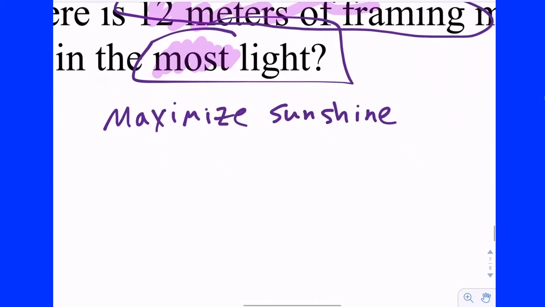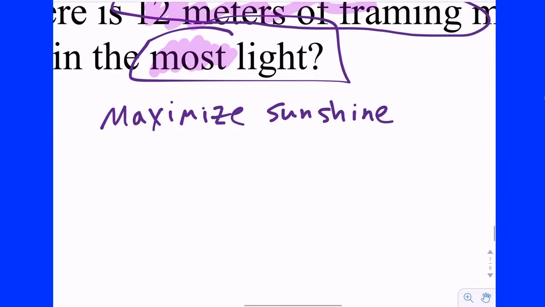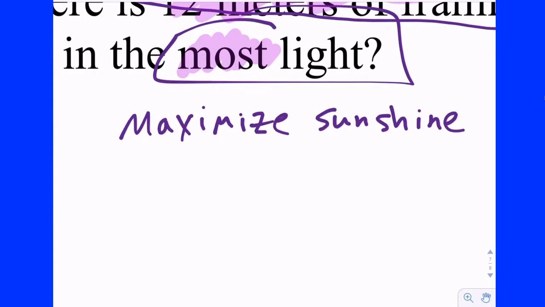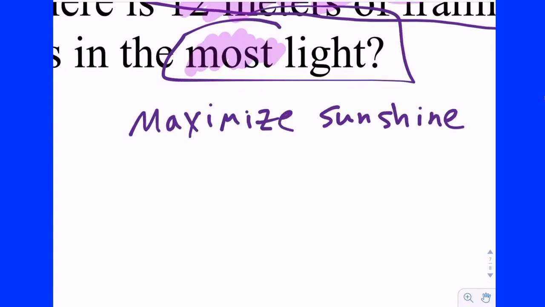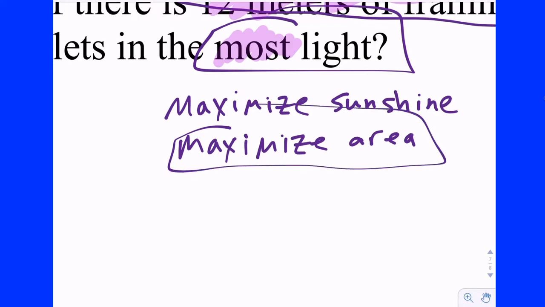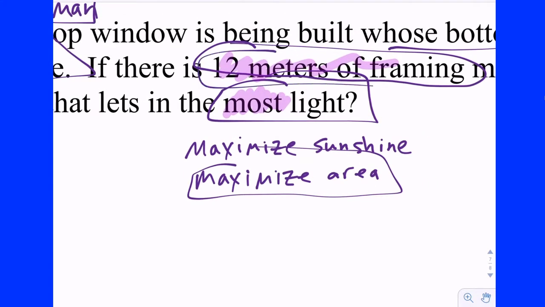How do you maximize sunshine? You move closer to the sun? Or you just do all your business not at night? Very good. We're trying to maximize the area. We minimize the shades or the mini blinds that we put over it, and we also keep the glass clean so more light comes in. But yeah, we're trying to maximize the area. Maximizing the area for a given perimeter.